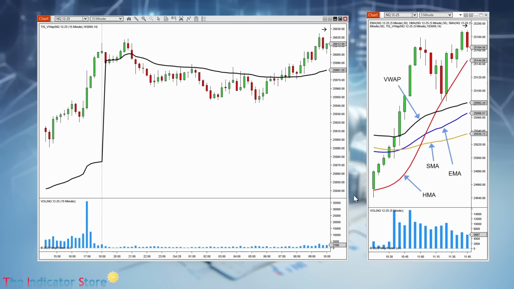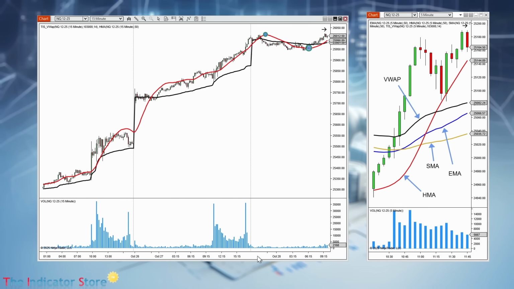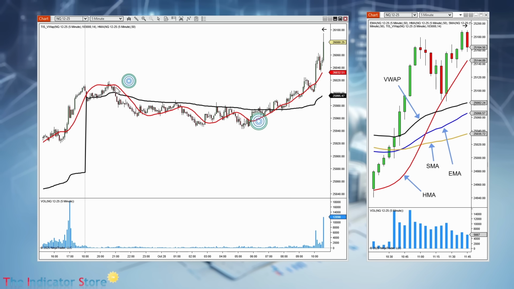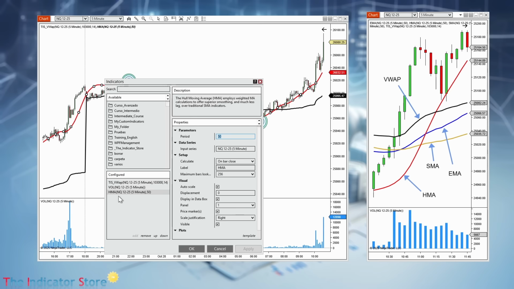And it is important because if we, for example, add an HMA to the chart, now we can see that we have a pivot here, another pivot here, a pivot here. Now if we change the time frame, for example to 5 minutes, we can see that it is completely different because the HMA is an average of the last n bars, where n is a parameter, this parameter. Instead, the VWAP has no parameter.